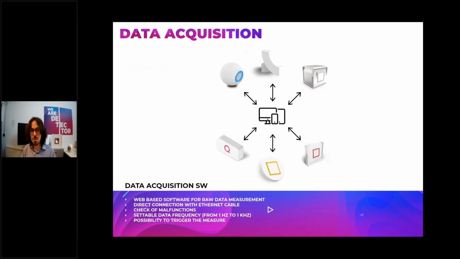Okay, this is an overview of our catalog. So talking about data acquisition and software, there are 2 levels for that. The first one is the raw data measurement. So it's very simple. You have to connect an Ethernet cable directly from the device to your laptop without installing any additional software. You have all the software inside the device. So it's web-based software where you can, of course, control the measurement, changing the data frequency, or even using an external trigger. And then you can save your data in the device and then export it to the lab.